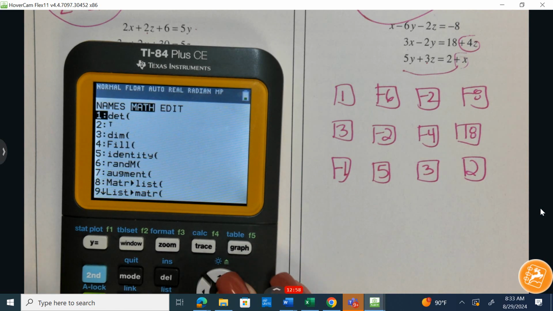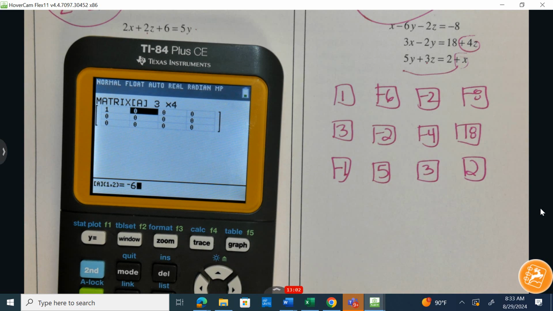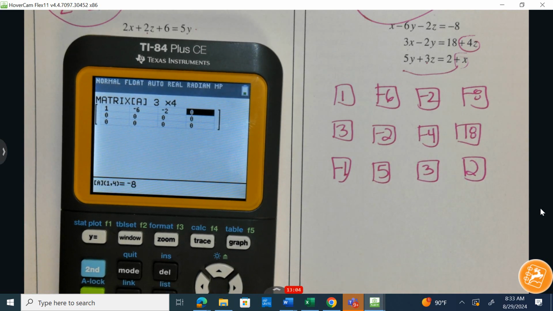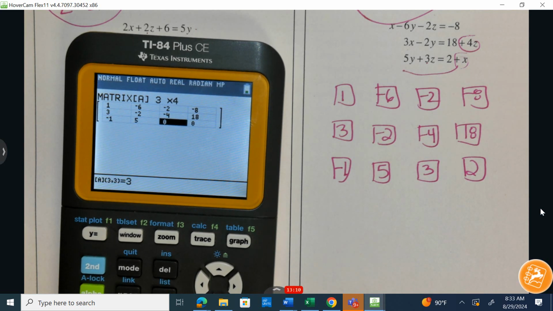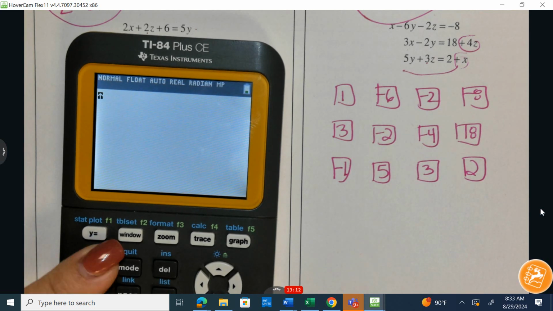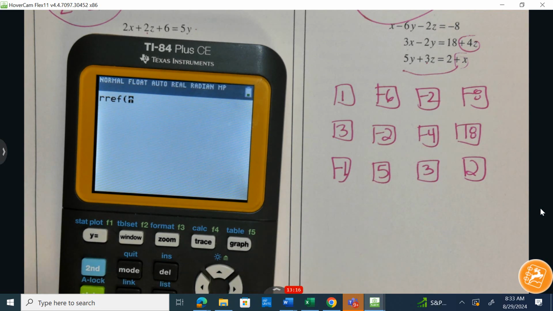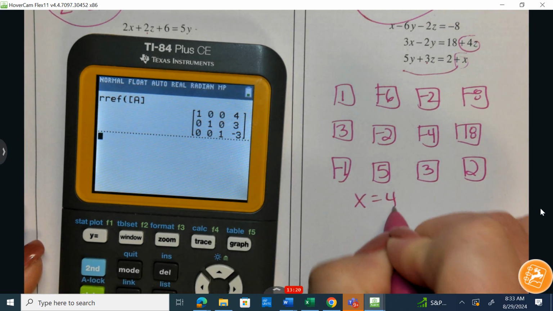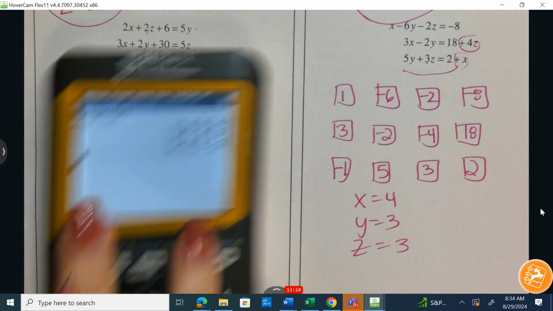So I'm going to go second matrix, and I'm editing 3 unique variables. And here we go. 1, negative 6, negative 2, and negative 8. 3, negative 2, negative 4, and 18. Negative 1, 3, 5, 3, and 2. Second quit, second matrix, go down to math. And we're going to plug that in. This is what I have. So I have x is 4, y is 3, and z is negative 3.